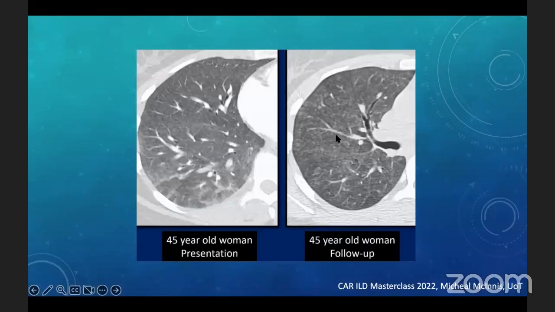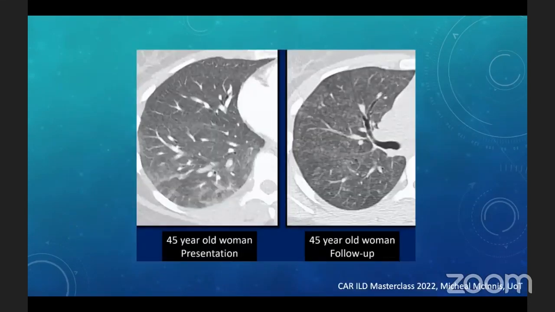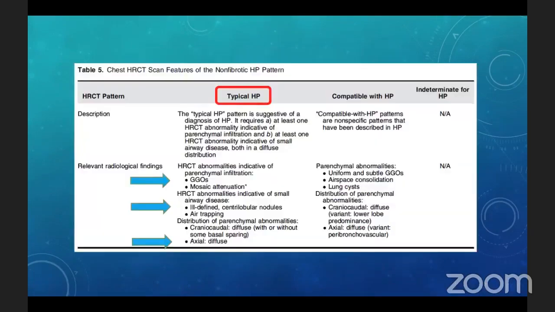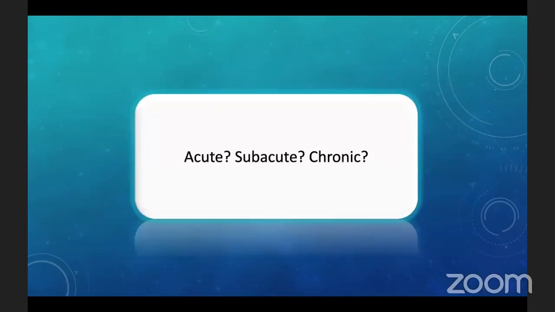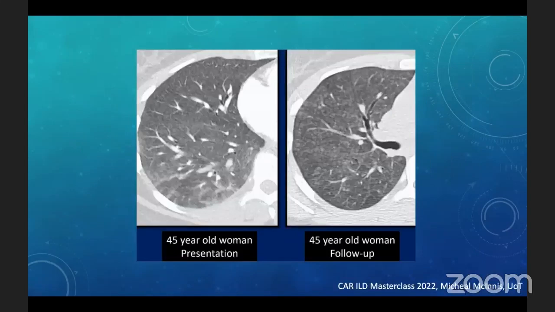And this was a case of typical non-fibrotic hypersensitivity pneumonitis, because obviously we don't see any fibrosis, and that's a typical characteristic look for the centrilobular ground glass nodules. Is it acute? Is it subacute? Or is it chronic? Remember that this picture previously was called subacute, right?